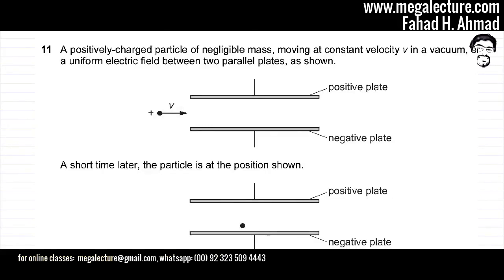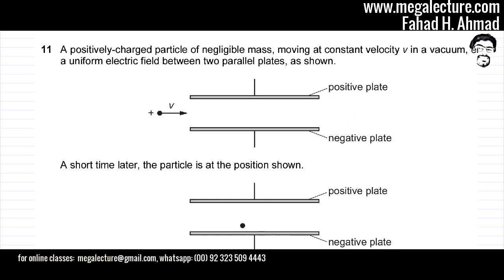The following question reads: a positively charged particle of negligible mass. So this is the positively charged particle, and remember it has negligible mass. It has a constant velocity v in a vacuum. It then enters a uniform electric field between two parallel plates as shown. So there's a positive plate and there's a negative plate. And a short time later, the particle is at the position shown.